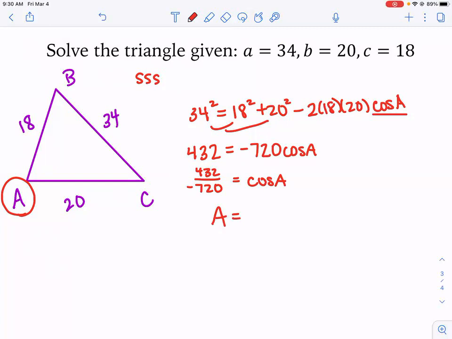Why are you doing inverse sine? It is inverse cosine. I know that we're in a habit right now of inverse sine, but make sure you're using inverse cosine. 126.87 degrees. Cool. Okay.